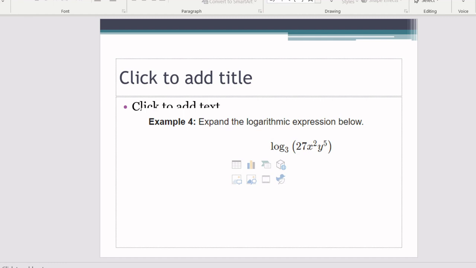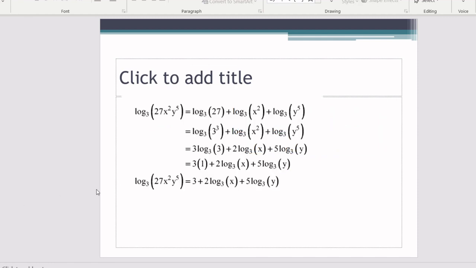Okay, for this logarithmic expression, expand it in terms below. If you can see, you're going to use the product rule for this one. So let's go to the answer directly. As you can see there, we have separated 27, x squared, and y raised to 5, because this is a rule.